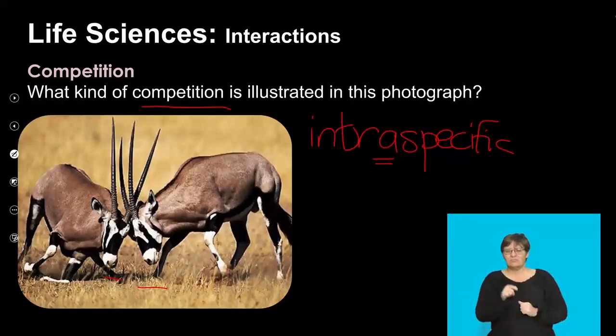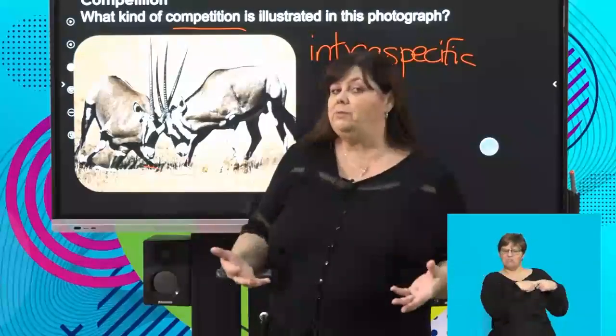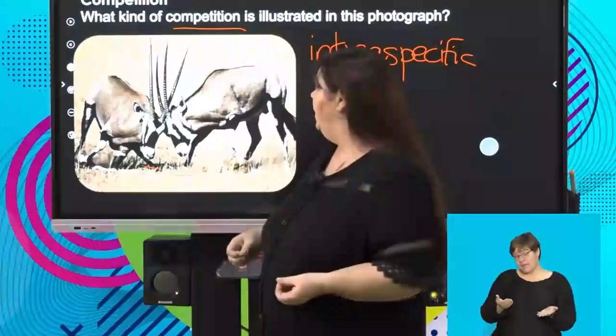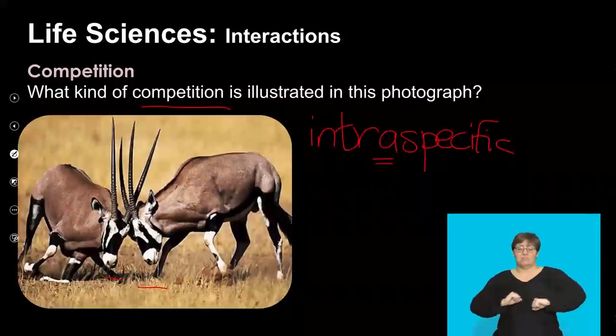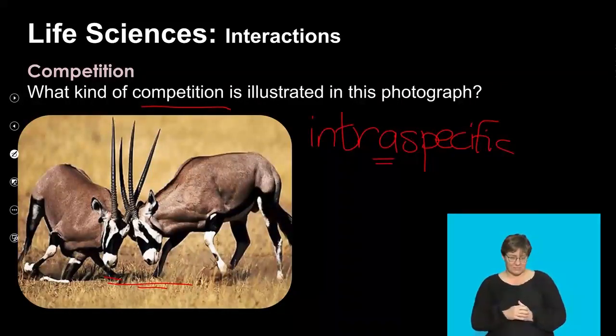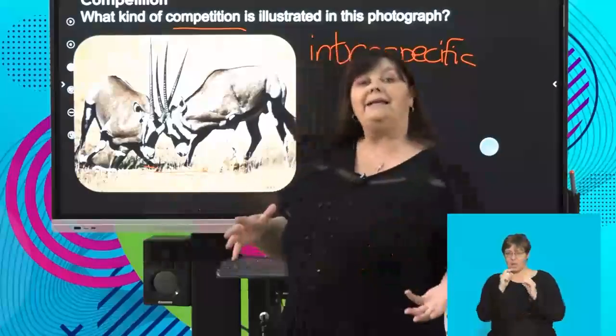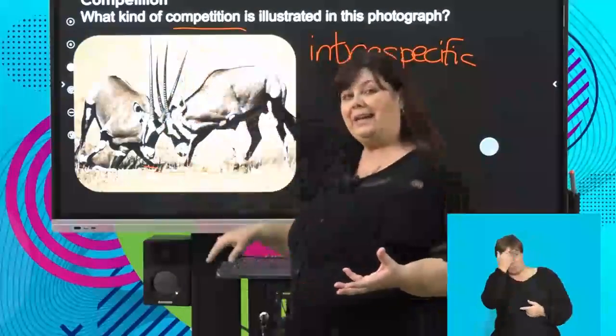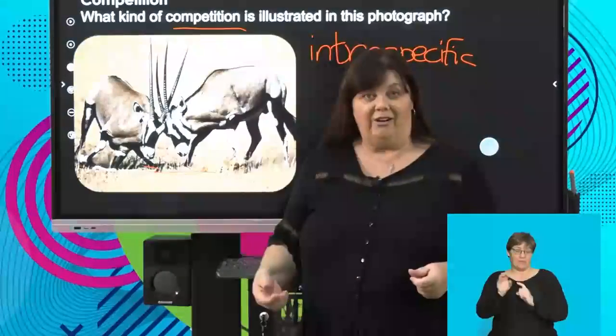Now, although the question didn't ask you, what do you think those two gemsboks could be in competition or in conflict over? Well, it could be that they're fighting for space. It could be that they're fighting for mates. So territory or mates. Unless we could see the bigger picture, we wouldn't be able to work out precisely what they're fighting over, but they certainly are in competition.